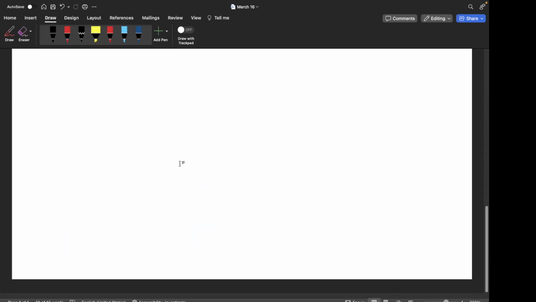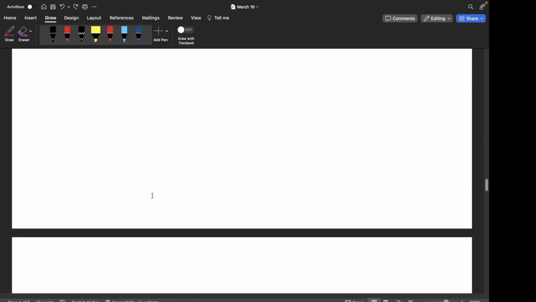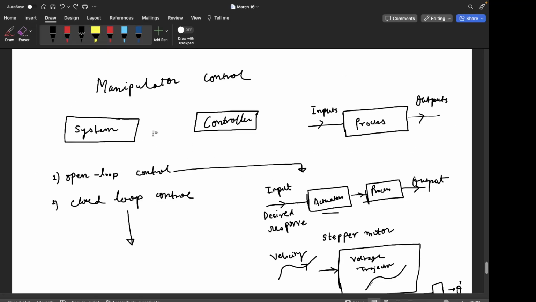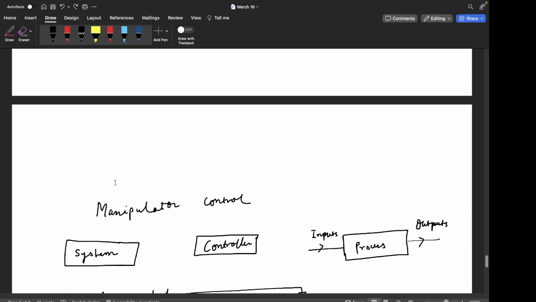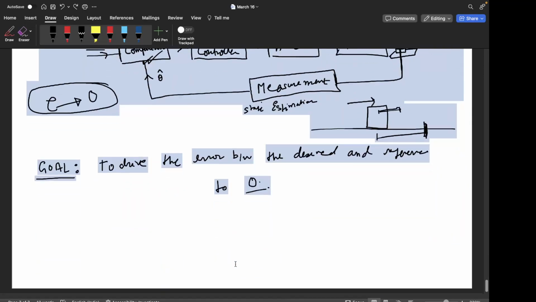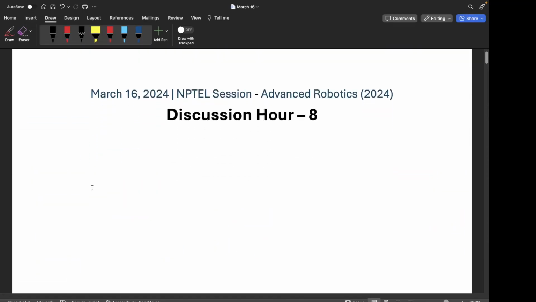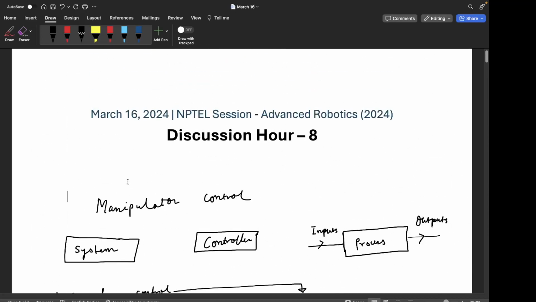Now, all the text has gone below. Hmm. Okay. Yeah, we are good.